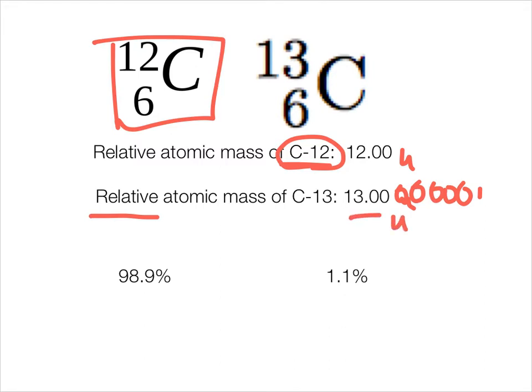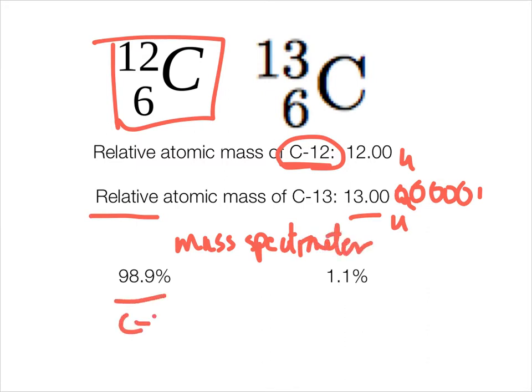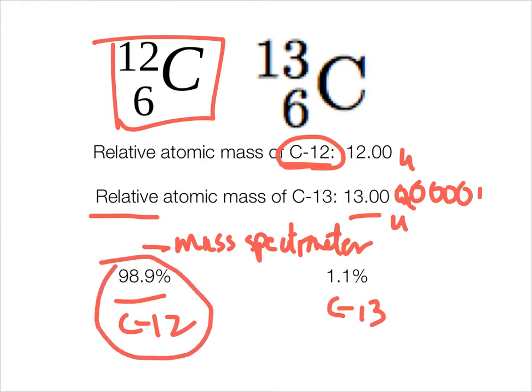So here's the deal. If we have a sample of carbon and it's analyzed using something called a mass spectrometer, we can figure out in that sample of carbon what percent is carbon-12 and what percent is carbon-13. Using this instrument, it was discovered that in the sample of carbon we were analyzing, 98.9% of it is carbon-12. The other 1.1% is the isotope carbon-13. On the next slide, we're going to talk about how we use these 2 pieces of information to find the atomic mass of carbon that we're used to seeing on the periodic table.